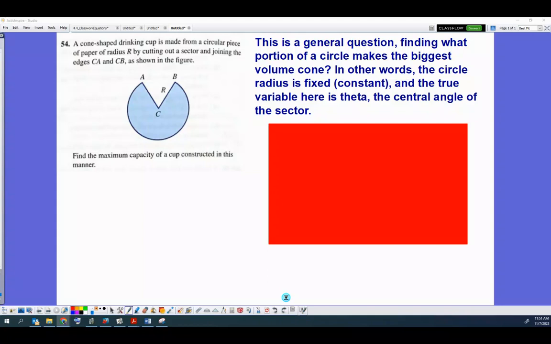And this is really a general problem here. We've got an unspecified constant radius for that sector. We're calling it big R. So it's like you have a circle, and we're going to basically cut a wedge out of the circle to not use, so we can fold the circle up to make a cone.